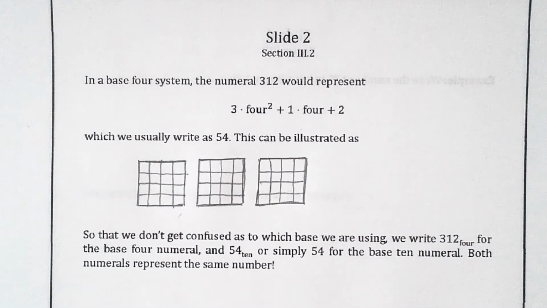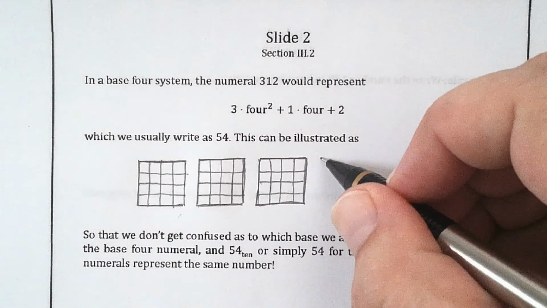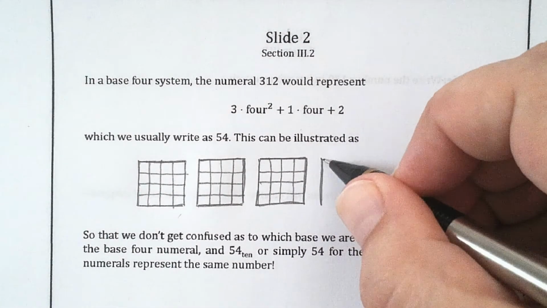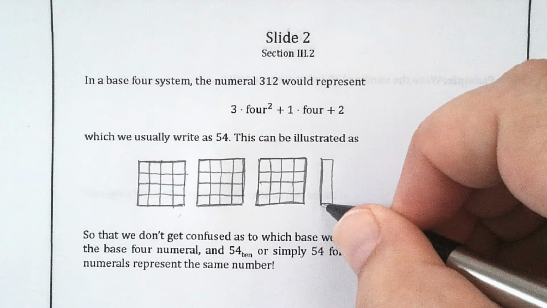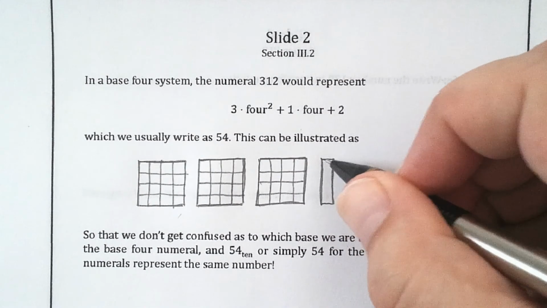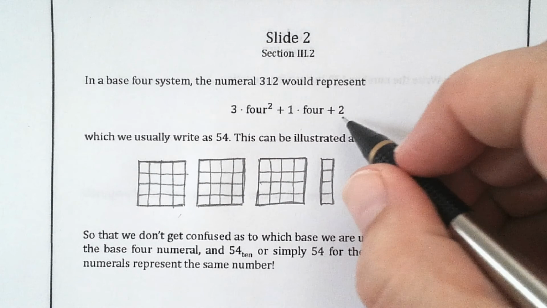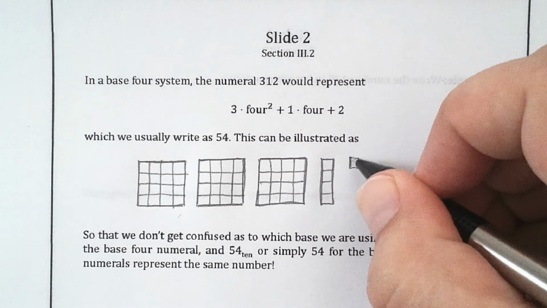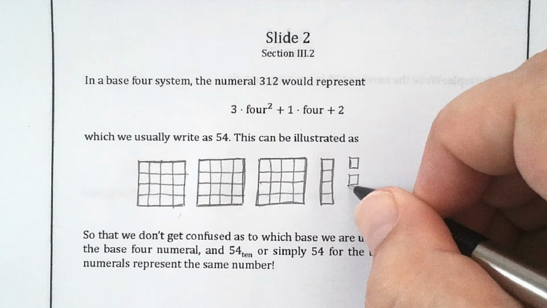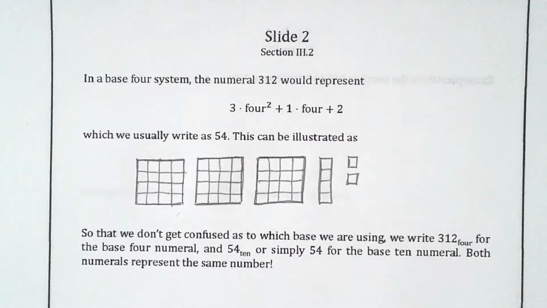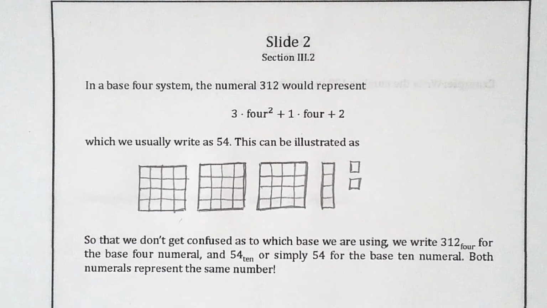So we have 3 mats, then we need 1 strip, 4 units long, 1 4, and then 2 units. That's how we represent 54 in this system.